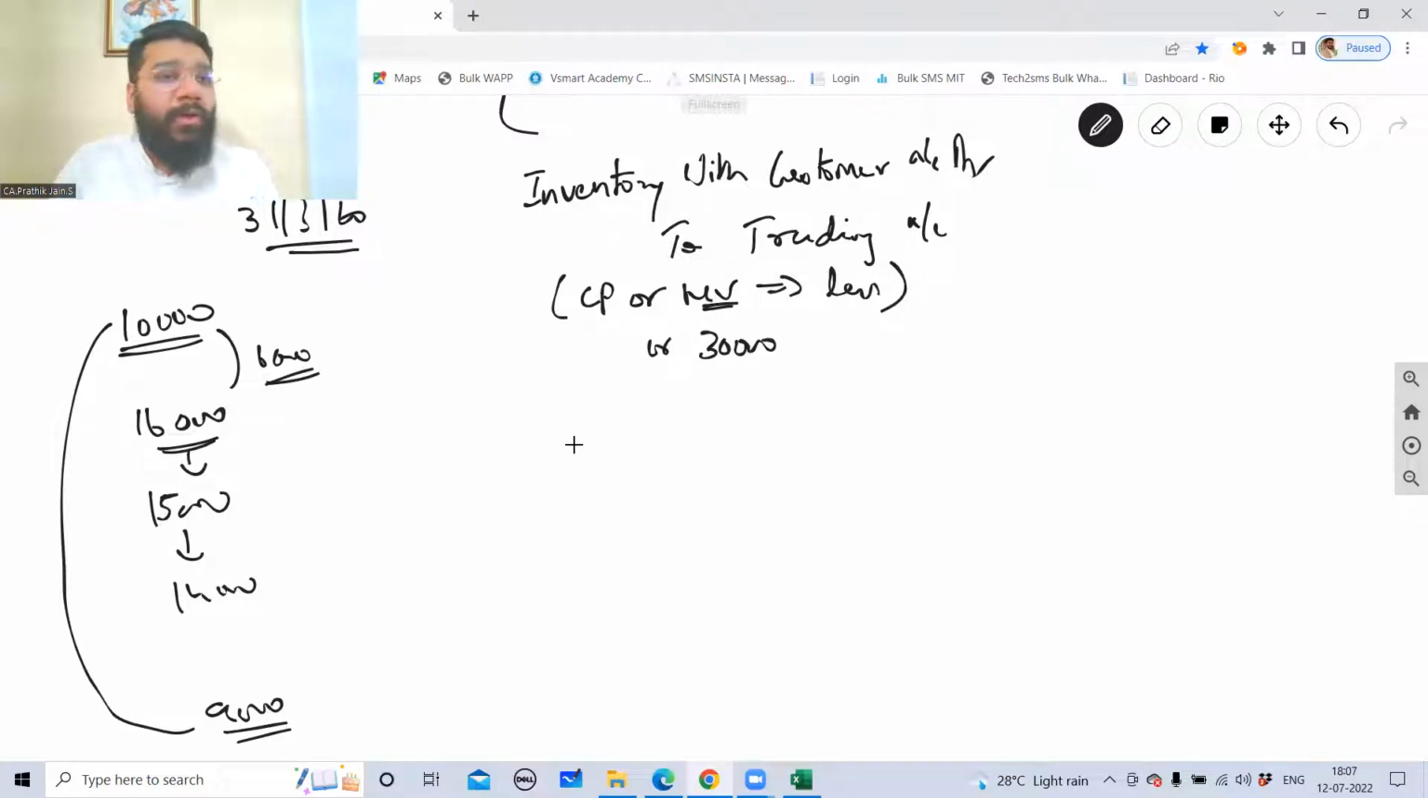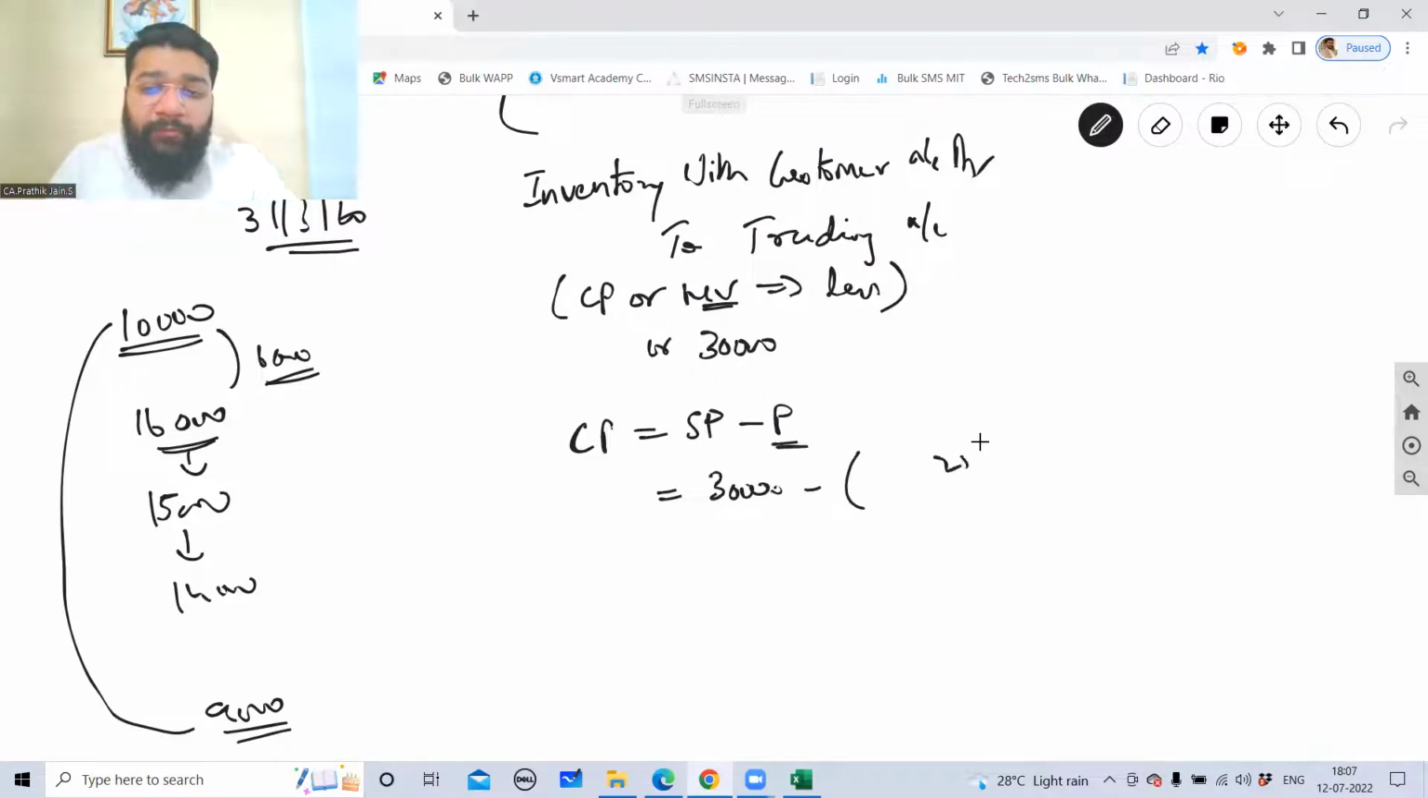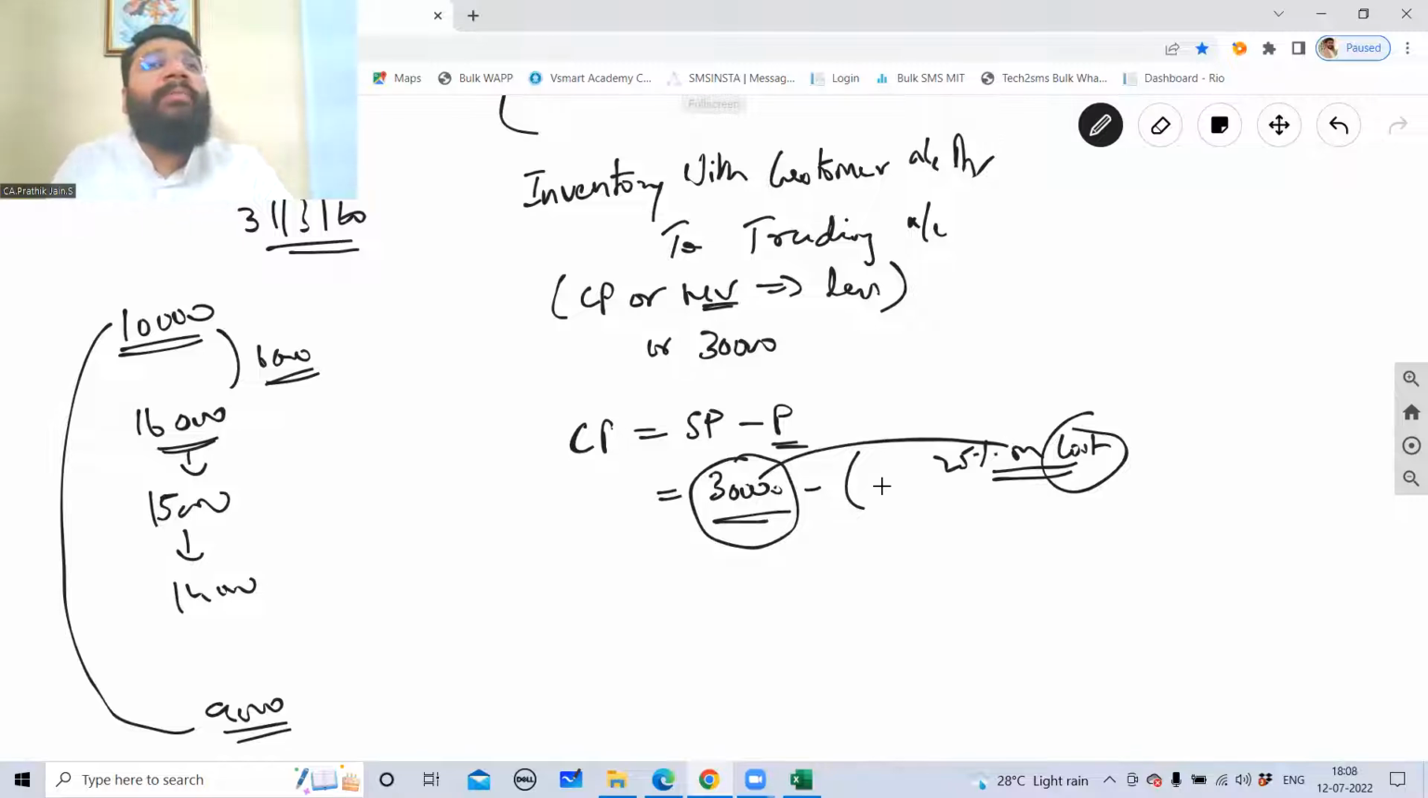Now, how do I get my cost price? What is the formula to get cost price? Cost price is nothing but the sale price minus profit. What is my sale value? 30,000 rupees. What is my profit? I need to calculate. Here in the question, they have given 25% profit on cost. So 25% is on cost, and this 30,000 rupees is the sale value, the sale price. This is cost. Can I multiply both and get my profit?